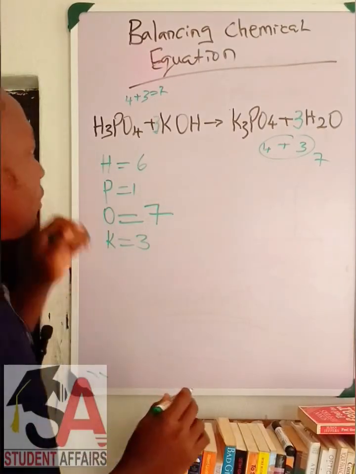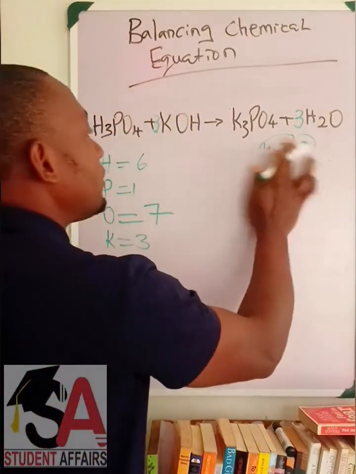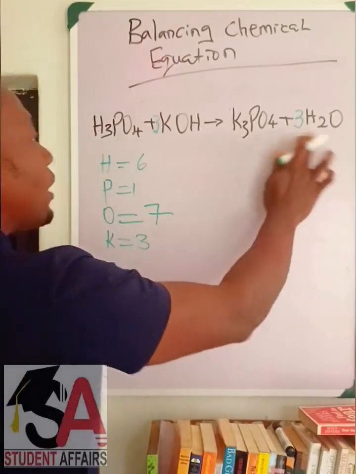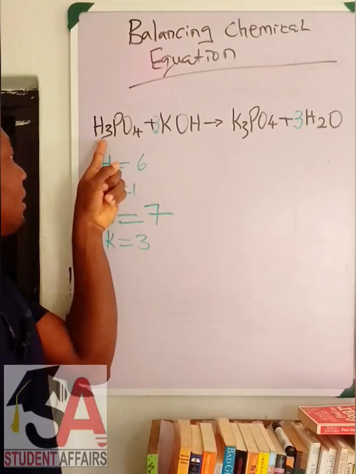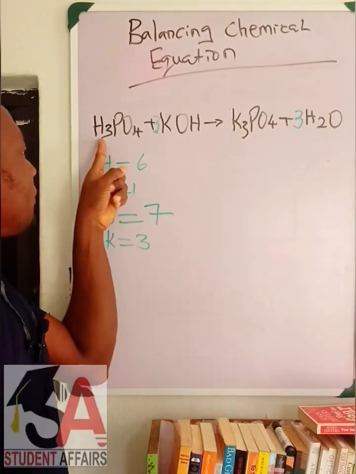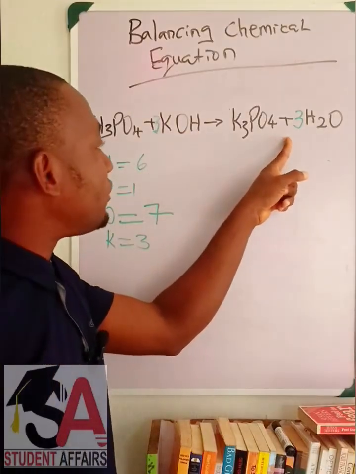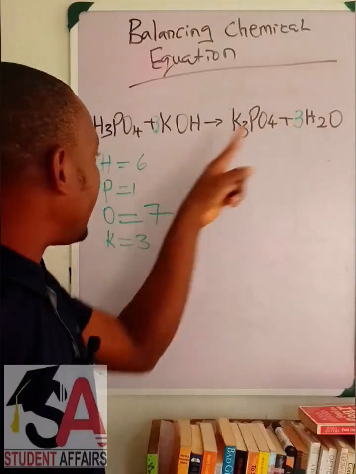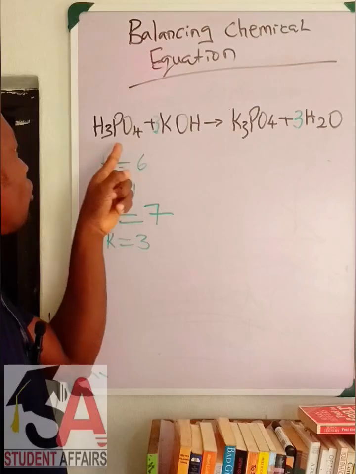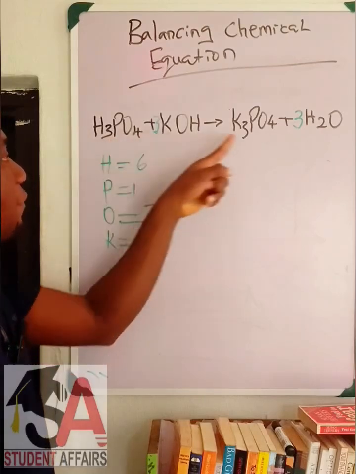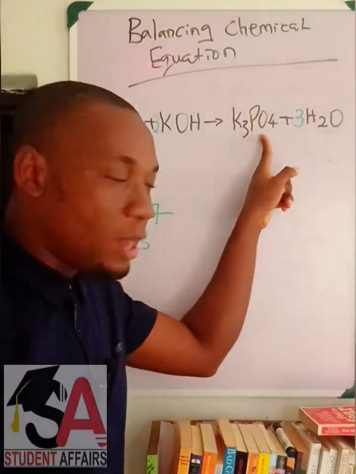If you look at this equation now, it's balanced. Let's clean this off. How do we know that the equation is balanced? How many hydrogen do we have on this side? We have 3 plus 3. That's 6 hydrogen. How many hydrogen do we have on this side? 2 times 3, that is 6. How many phosphorus do we have on this side? We have one phosphorus. How many phosphorus do we have on the product side? We have one phosphorus as well.